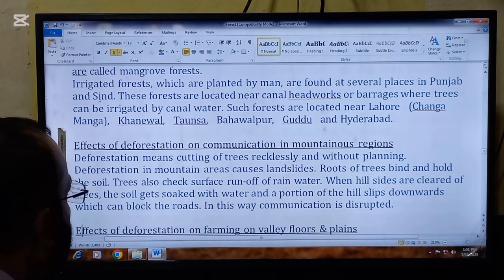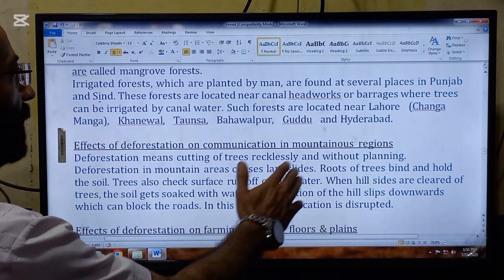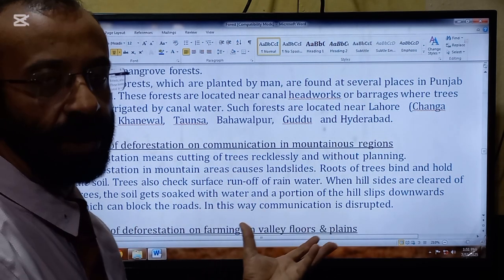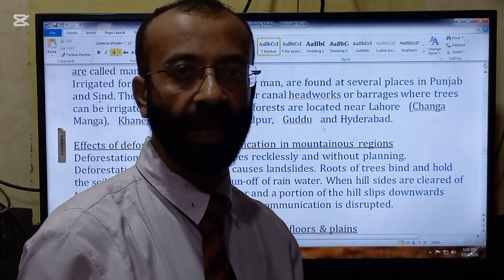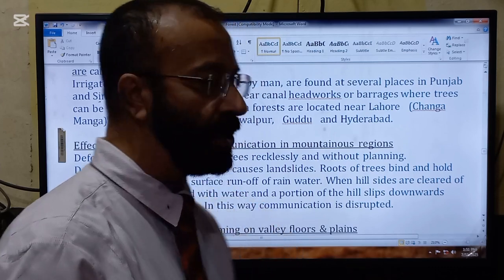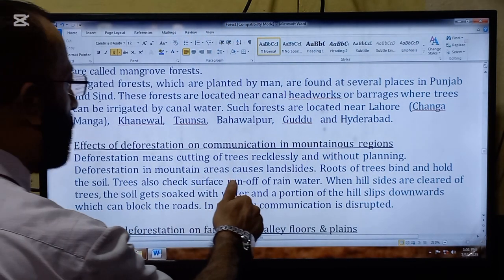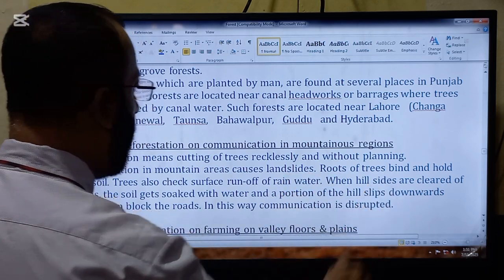Effects of deforestation on communication in the mountainous region. So this is again a very short yet very important question that has come in the past papers. So concentrate yourself. Deforestation means cutting off the trees recklessly and without planning.